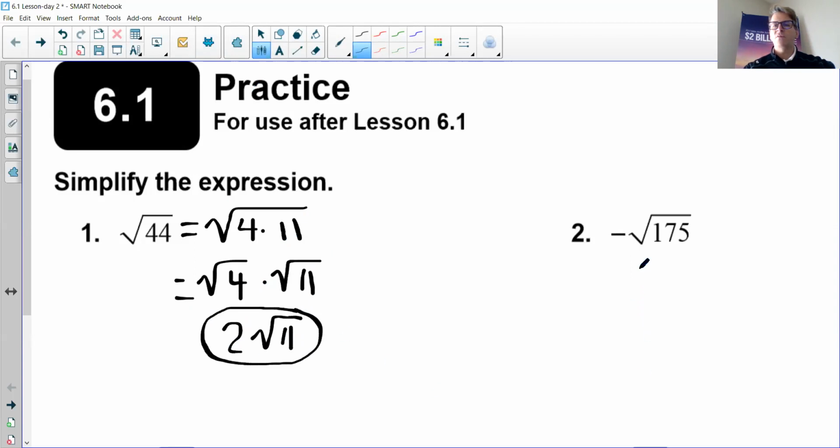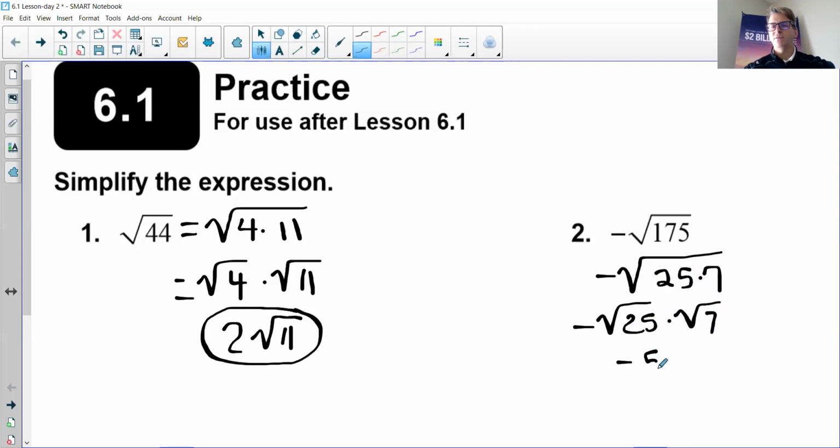Number 2, negative square root of 175. 175 is 25 times 7. So it's the negative of the square root of 25 times the square root of 7, which is negative 5 square root of 7.